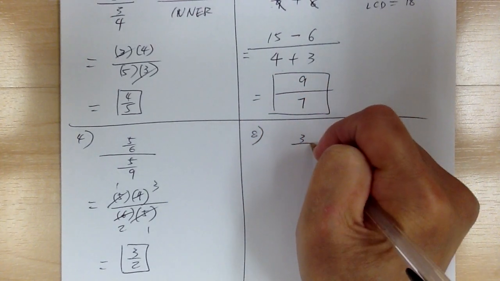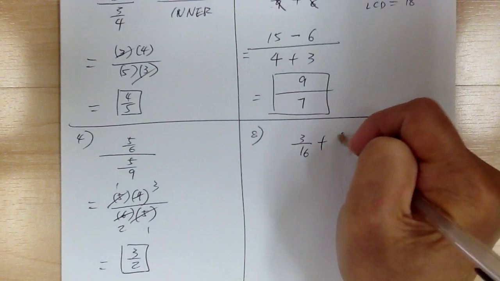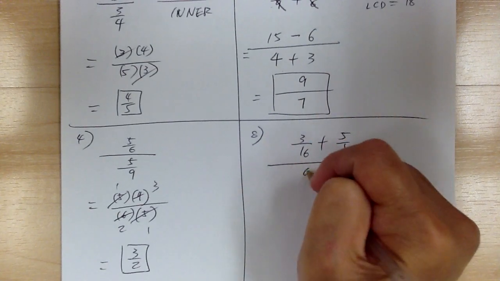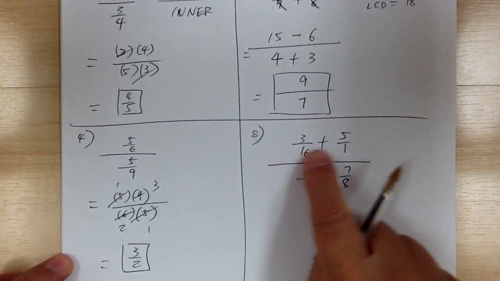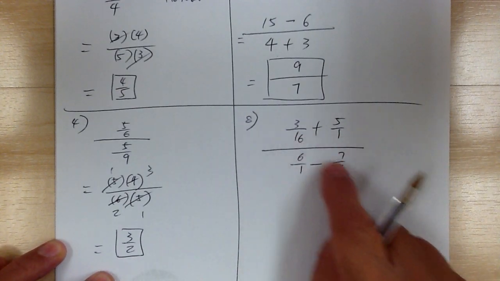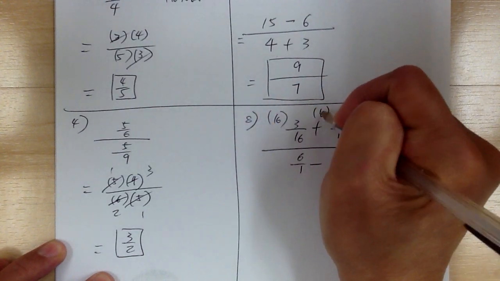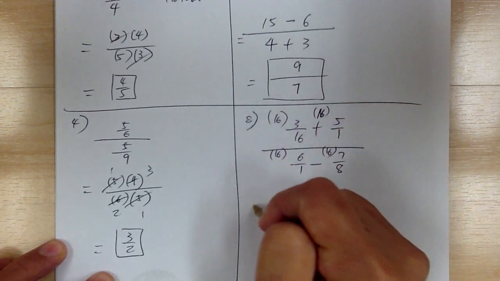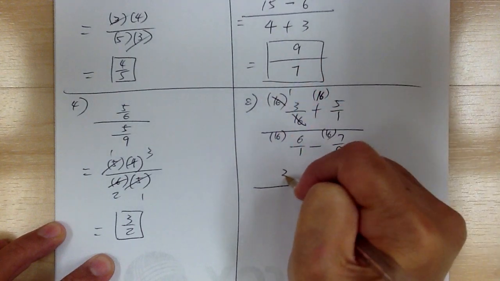You have 3 over 16 plus, now I'm going to write 5 as 5 over 1, so everything will be a fraction. And you got 6 over 1 minus 7 over 8. So from here, your denominators are 16, 1, 1, and 8. So your LCD will be 16. So multiply everything by 16. Get your fraction ready. As soon as you cancel, you go and write down your number.